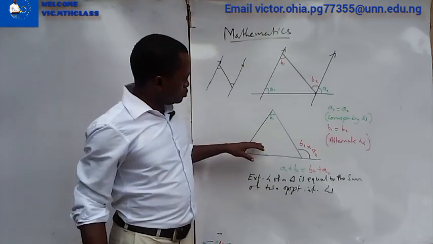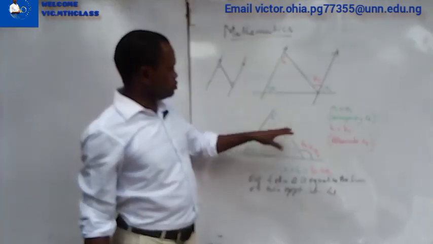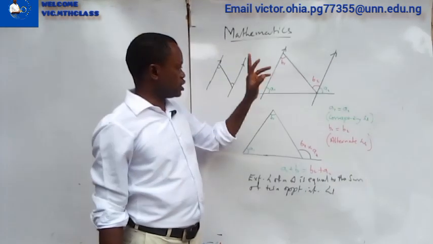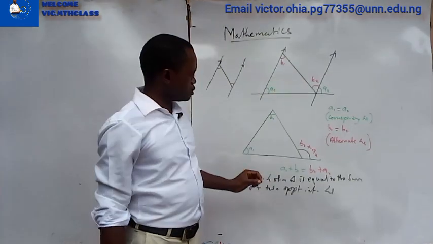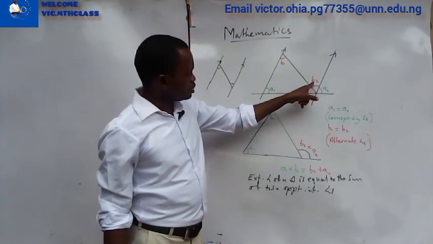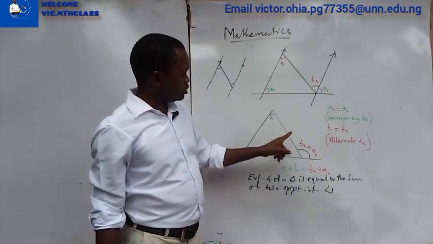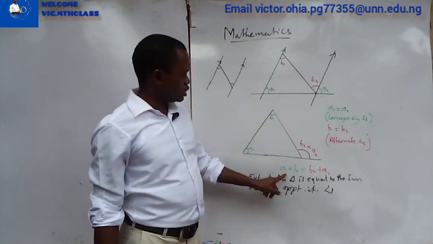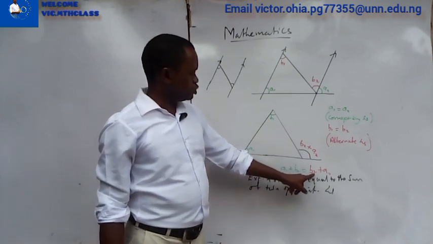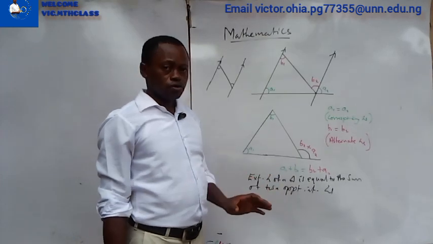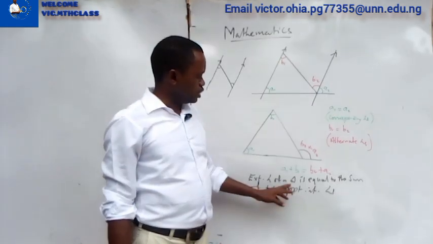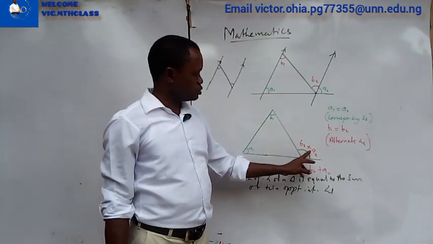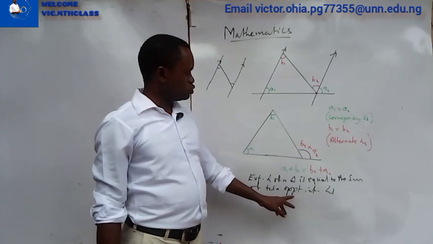I believe that what we did here is so simple. Look at it again. This is corresponding to this, and by corresponding angles they are equal. This is alternate to this, by alternate angles they are equal. So if we have accepted that this and this are the same, and this and this are the same, it then means that this plus this will be the same thing as this plus this. That's A1 plus B1 will be equal to B2 plus A2. It then means we can conclude that the external angle of a triangle, this is external to this triangle, is equal to the sum of two opposite interior angles.